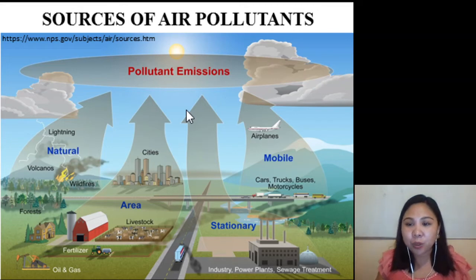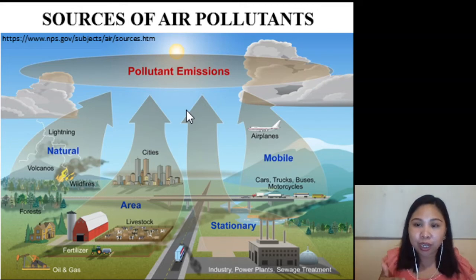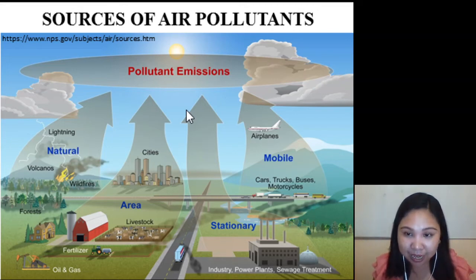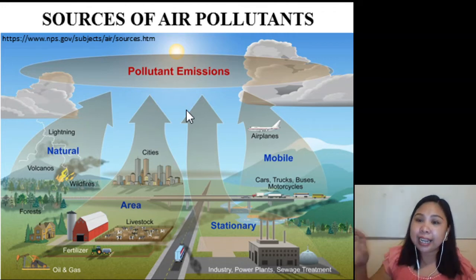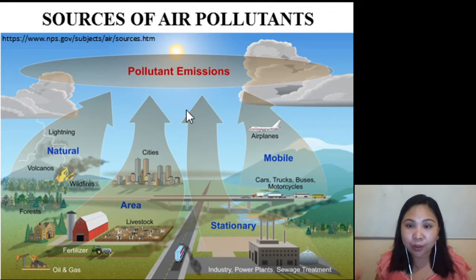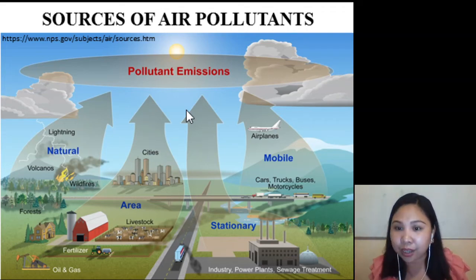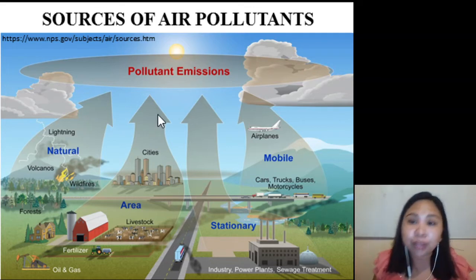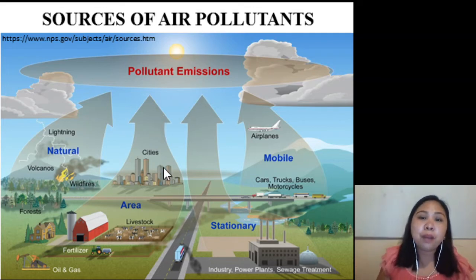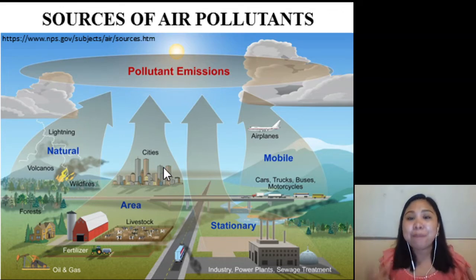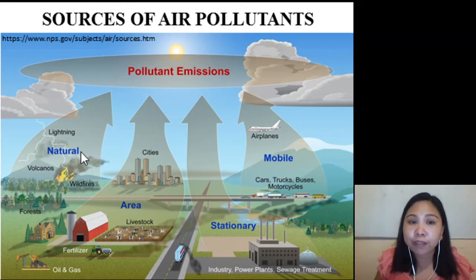Greenhouse gases are supposed to be naturally occurring in the atmosphere. We just add to them because of human activities, so they are naturally occurring but their concentration increases. Whereas pollutants are chemicals that we release into the atmosphere that become part of our atmosphere. We have four different sources.